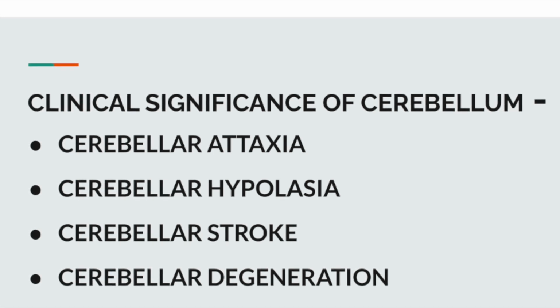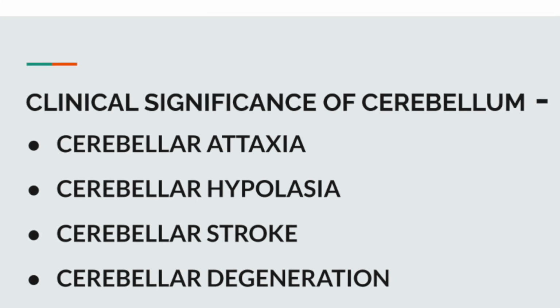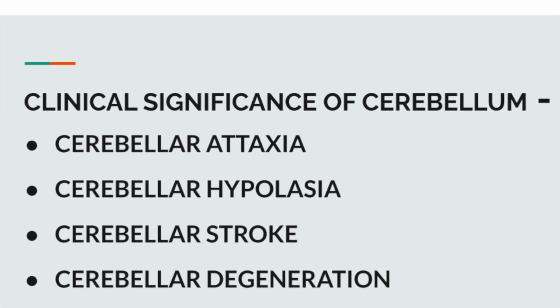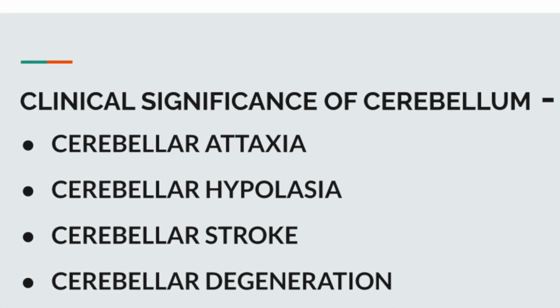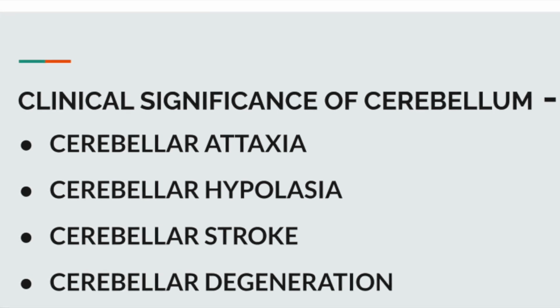Next is cerebellar stroke. Occlusion or hemorrhage of blood vessels supplying the cerebellum can result in cerebellar stroke, causing sudden onset symptoms such as vertigo, nausea, headache, and ataxia. Prompt medical intervention is crucial to minimize neurological damage and improve the outcomes.